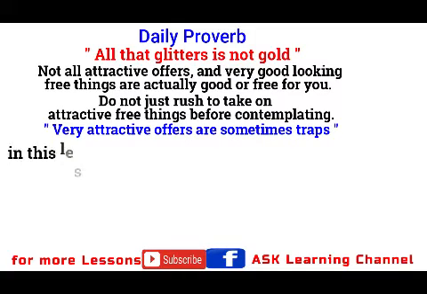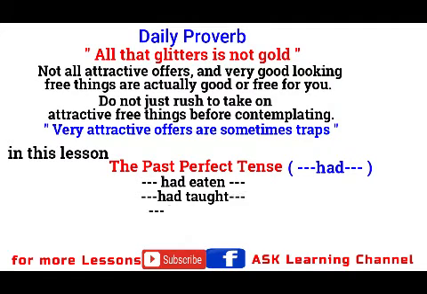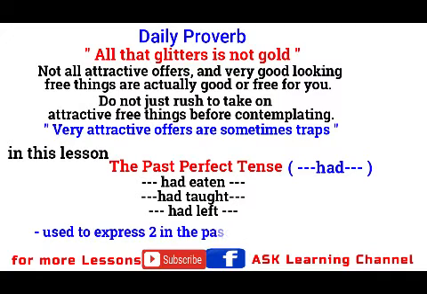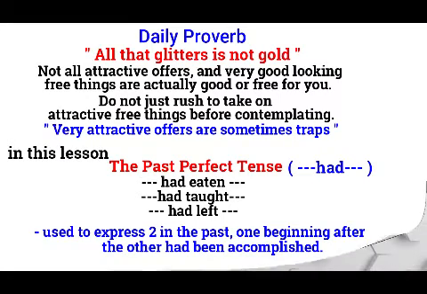In our lesson today, we are still dealing with verbs and tenses. We are looking at the past perfect tense, had. This is where we use the helping verb had. Look at these examples. Had eaten, had taught, had left. The past perfect is used to express two actions in the past, one beginning after the other had been accomplished.